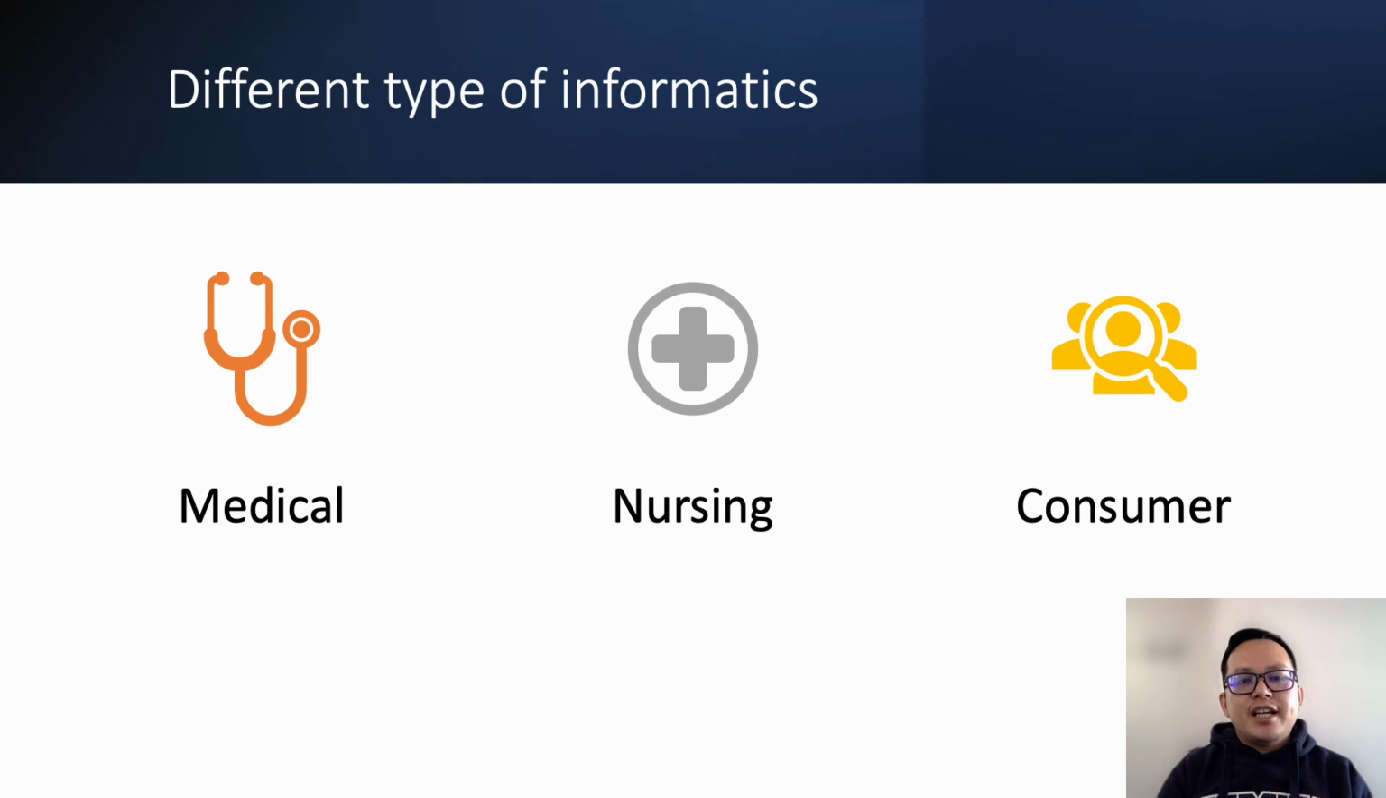So there are different types of informatics. We have the medical, nursing, and consumer. So what is informatics? According to HIMSS 2009, informatics is defined as the art and the science of turning data into information. So what are the different types of informatics? Shown in the slide are the medical informatics, nursing informatics, and consumer informatics.